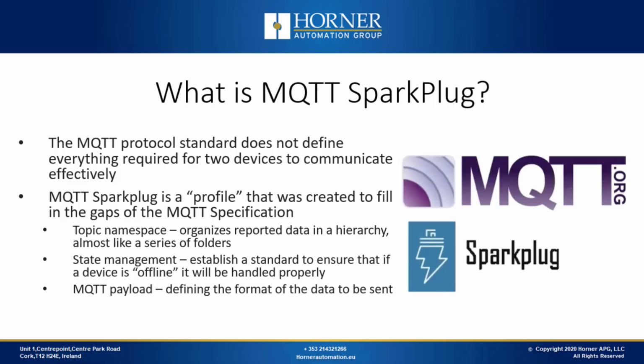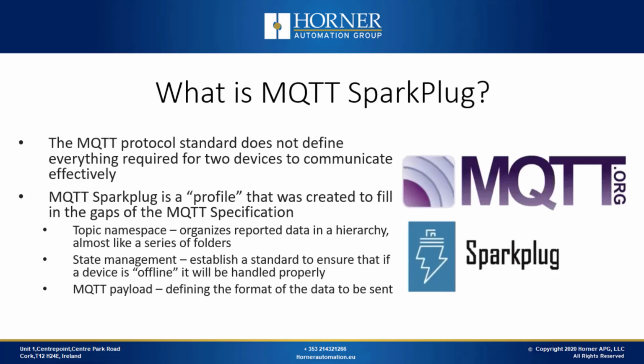MQTT as a protocol doesn't actually define everything required for two devices to communicate effectively. This is because it was created so that it would be generic or flexible enough to be used by different companies and different applications. MQTT Sparkplug was a profile that was created to fill in some of the gaps that MQTT by itself had, to allow devices to have everything necessary to communicate together. Topic namespace was one of the gaps filled by Sparkplug. This is how data that's reported is organized in a hierarchy, which makes it easier to find.